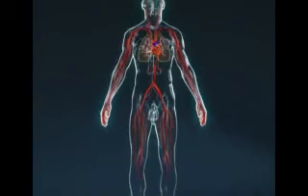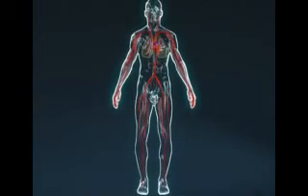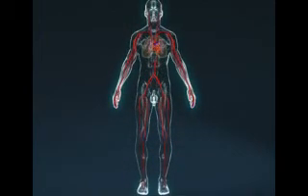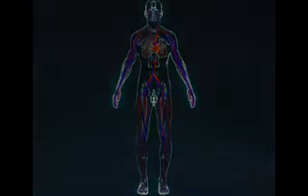Deoxygenated blood from the right ventricle enters the pulmonary artery to be carried to the lungs for purification. Deoxygenated blood from the different parts of the body is collected by the vena cava and brought back to the heart.